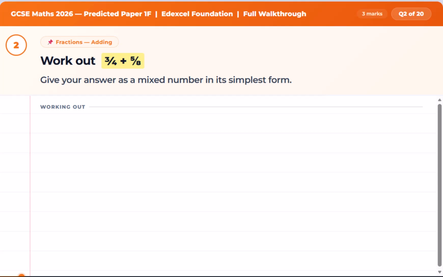Work out 3/4 plus 5/8. Give your answer as a mixed number in its simplest form. The lowest common multiple of 4 and 8 is 8. We use 8 as the common denominator. Multiply the top and bottom of 3/4 by 2. 3/4 equals 6/8. 6/8 plus 5/8 equals 11/8.